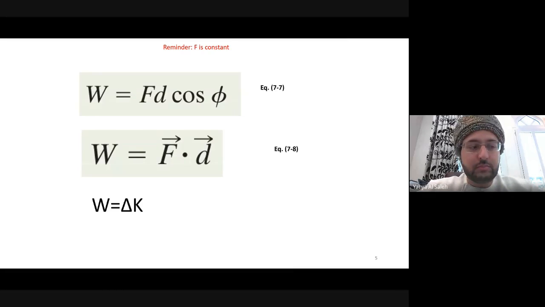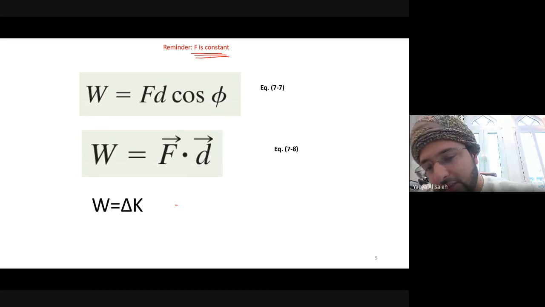Reminder, when force is constant, this is very important, work is F d cosine theta, also known as F dot d, and work equals delta K, which is the net change in kinetic energy.